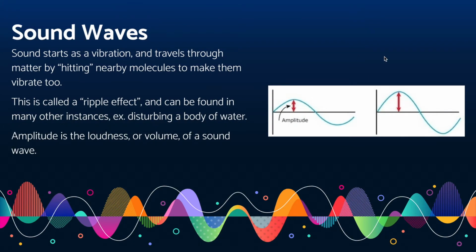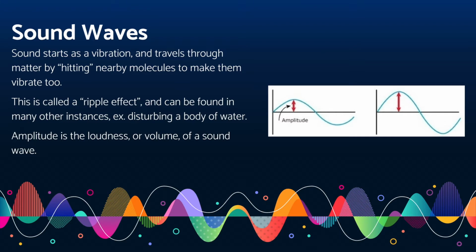All the sounds that you hear, like your own voice or any pots and pans banging in the kitchen, are different types of sounds. All of these sounds originate as a vibration. The reason you're able to hear them is that the vibration hits nearby molecules, which then hit more nearby molecules, and so on. Once the molecules reach your ear, that's how you're able to hear. This is called a ripple effect, which you may have seen before in real life.